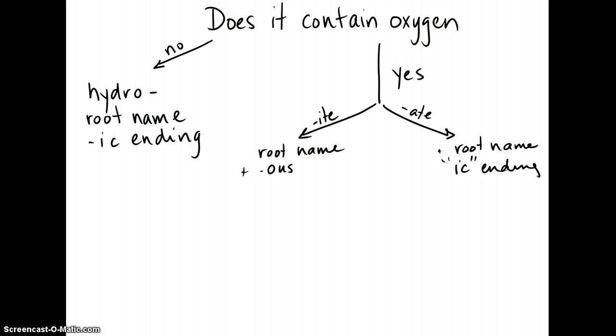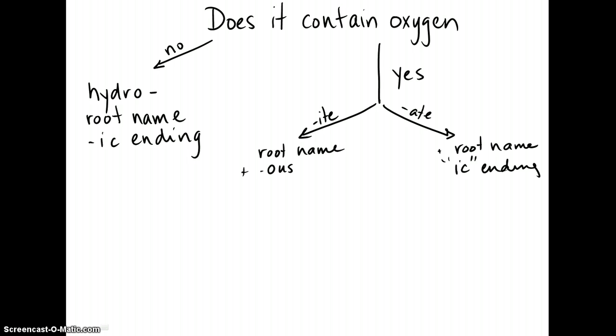So when you are working with nomenclature and you have identified that it is an acid because it started with the H, the next question you need to ask is, does it contain oxygen? And if your answer is no, you are going to be following this route where you start the name with the hydro, and take the root name and then end it with ic.